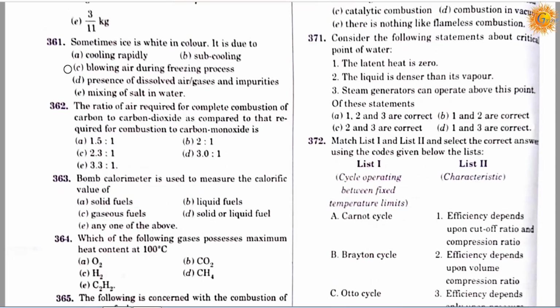Question number 361. Sometimes ice is white in color. It is due to option A cooling rapidly, option B subcooling, option C blowing air during freezing process, option D presence of dissolved air gases and impurities, option E mixture of salt and water. So correct answer is D.